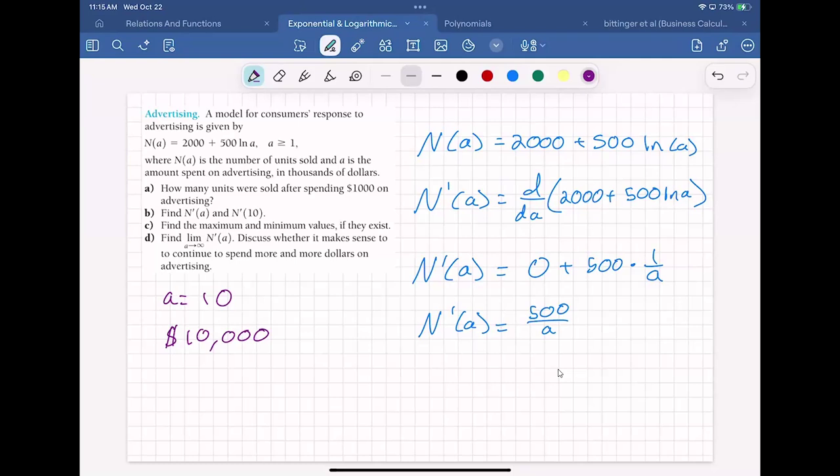But just be careful now that we're with the derivative. It's not going to be the number of units sold, but the rate at which it is changing, right? So what is the rate at which the number of units sold is changing when $10,000 is spent? Hopefully what you'll see here is that's not too bad to deal with because we're just doing 500 over 10, which gives us 50.